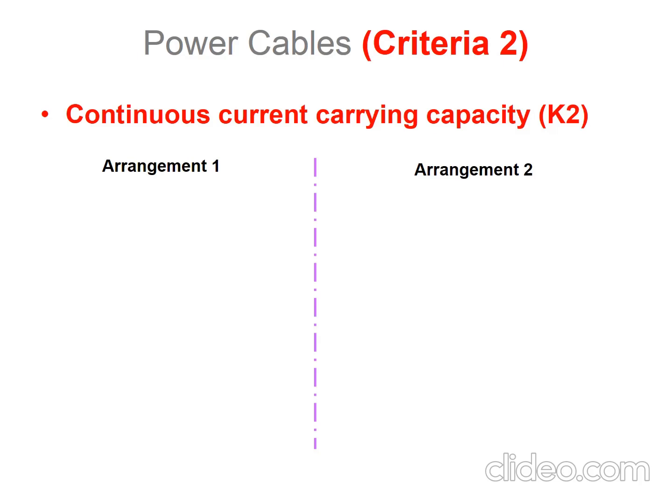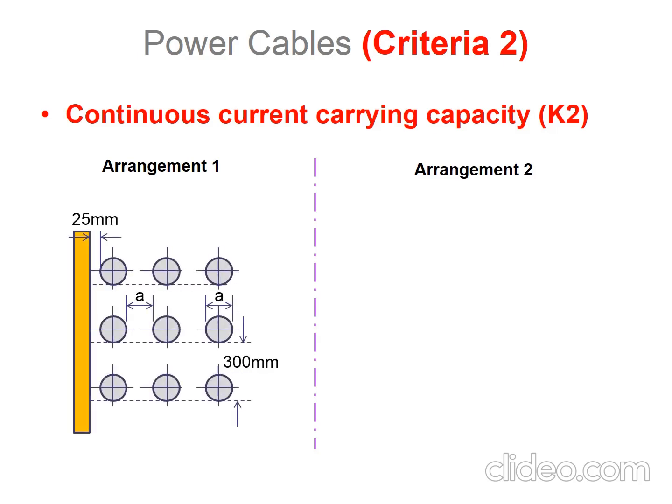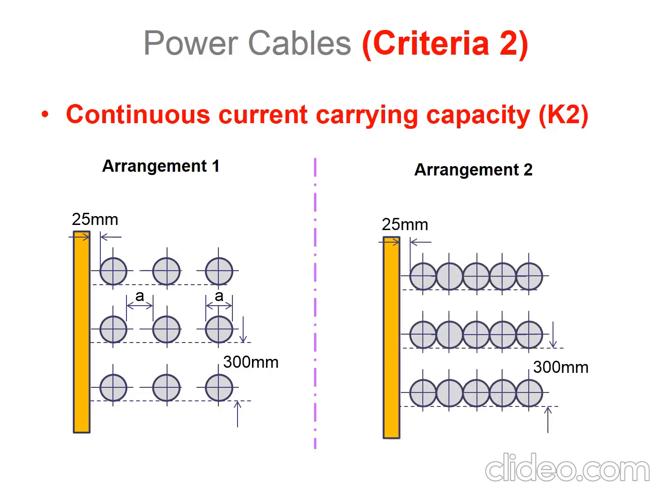K2 is referring to cable laying arrangement. So we have two arrangements here. The first one is the arrangement for 25 mm to 300 mm, where the cables are laid separately, not interconnected to each other, so there are gaps here. Arrangement 2, the cables are laid side by side, so there are no gaps between each other.